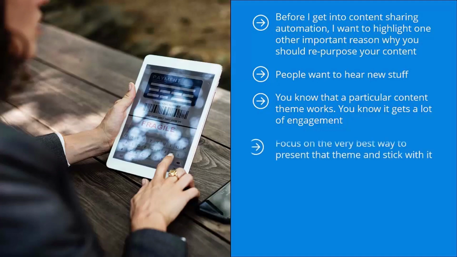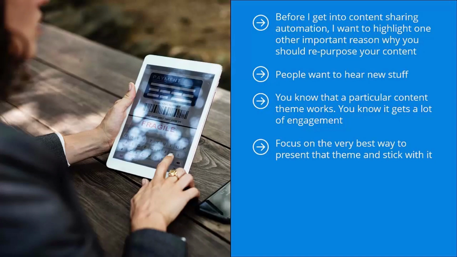Don't do it. Focus on the very best way to present that theme and stick with it. Just do it a few times, but focus more on repurposing. This way, when people get into contact with your content, they can see that you are talking about something that appeals to them, but in different formats.